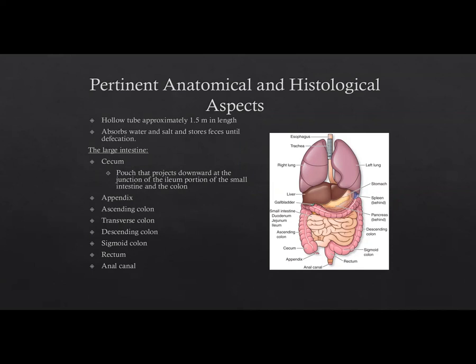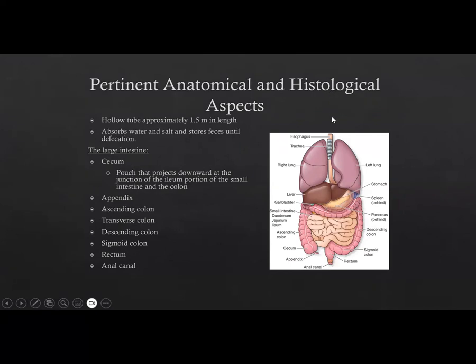So now we're getting into the large intestine. The idea behind the large intestine is that it absorbs water and salt and stores feces until you're ready to defecate. You've got the cecum, which is a pouch that projects downward at the junction of the ileum, portion of the small intestine, and colon. We've got the appendix, the ascending colon, which you can see going up through this way, then the transverse colon. It always reminds me of a T because it looks like the top of a T. Descending colon, sigmoid colon, the rectum, and the anal canal.